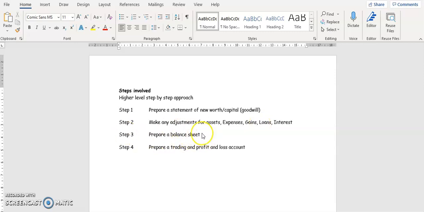Then we're going to prepare a balance sheet. So we prepare a balance sheet first, and that's going to help us calculate the net profit. And then we're going to prepare a trading profit and loss account, and we're going to use that net profit to work backwards to help us calculate any figures we're missing, for example, our purchases, and help us calculate our sales figures. So let's have a look at a question.